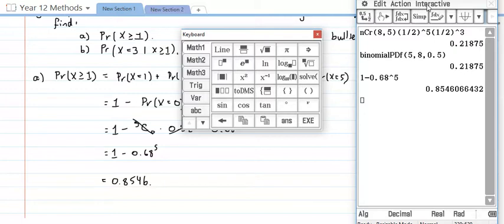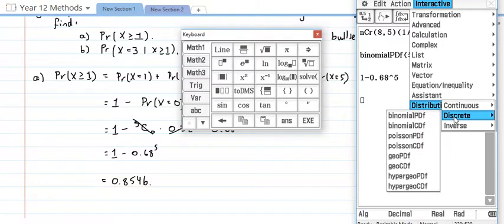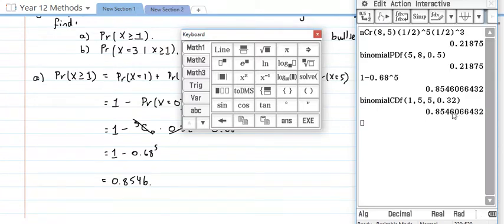I'm just going to confirm that on the calculator. So I'm going to do this time a discrete, and it's going to be binomial CDF because we're looking for x being greater than or equal to 1. So it's taking on multiple values. So the lower value in this case is 1 because we want to be greater than or equal to 1. And the upper value is 5 because that was the highest number of trials we had. So the number of trials again is 5. And the probability of getting the bullseye was 0.32. So once I type that in, just go OK. And there it is, the same answer. So that confirms we've got that right.